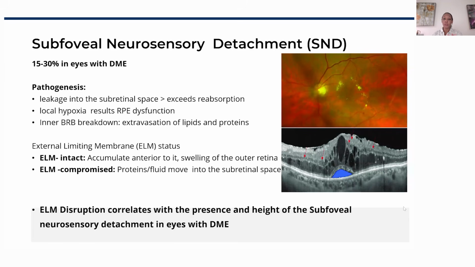The ELM disruption is going to correlate with the height of the subfoveal neurosensory detachment in eyes with diabetic macular edema. So the more fluid there is in the subfoveal space, the more likely we have disruption of the external limiting membrane. This can also give you a clue as to how much damage or severity is going on within the retinal network. So that's the ELM, which is very important.